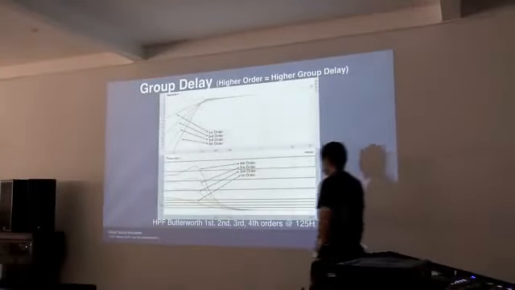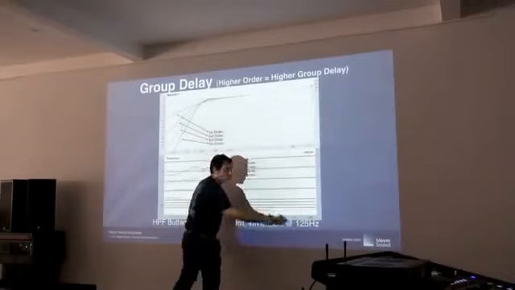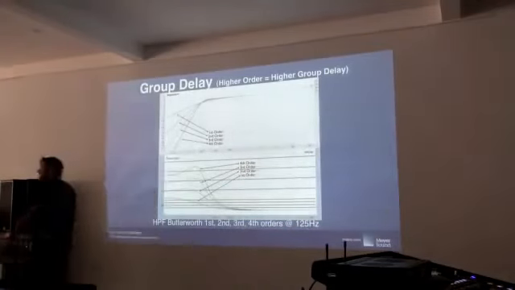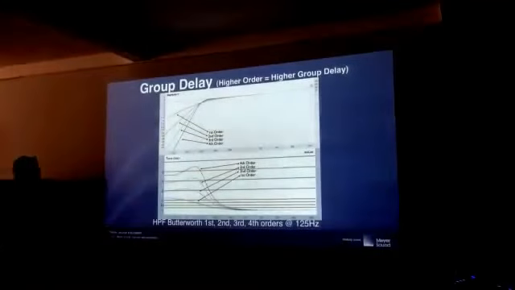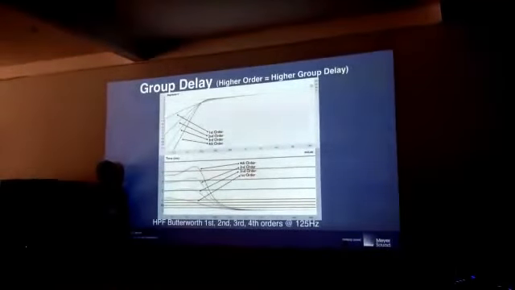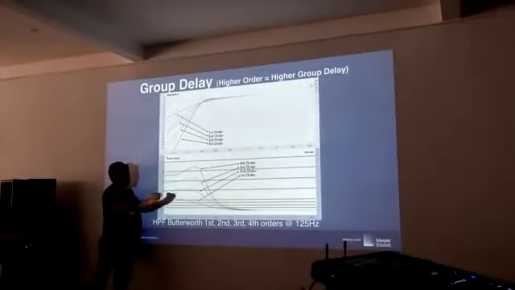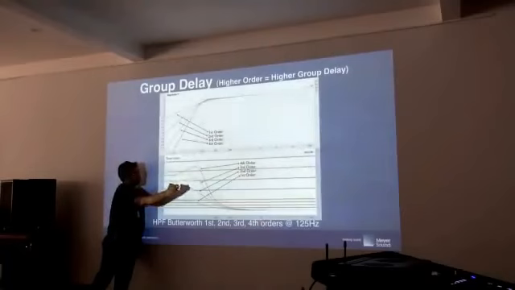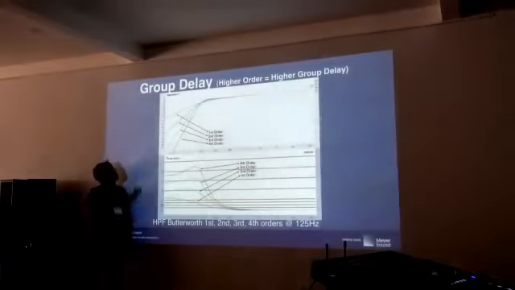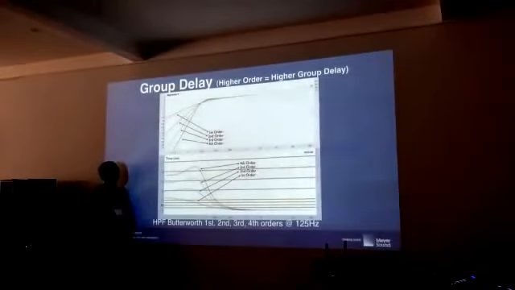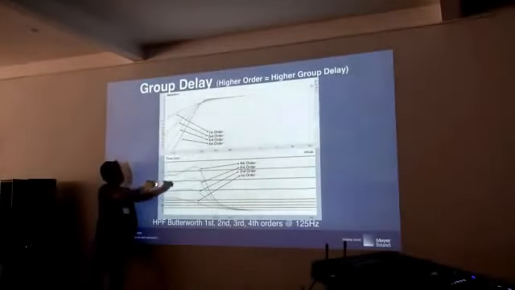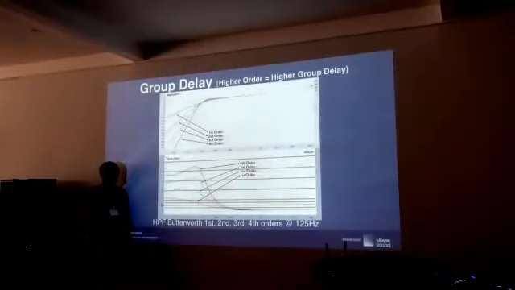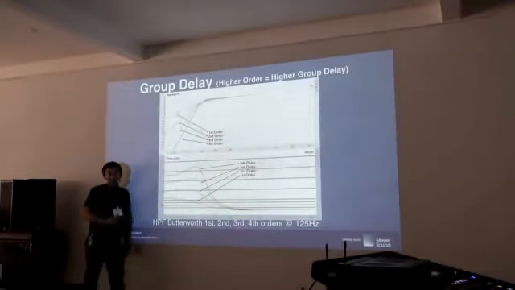This is an example of 125 Hz cutoff Butterworth order 1, 2, 3, 4. You can see here how the latency, the group delay, increased. Order 4 produced more dramatic group delay. Order number 1 produced less group delay.